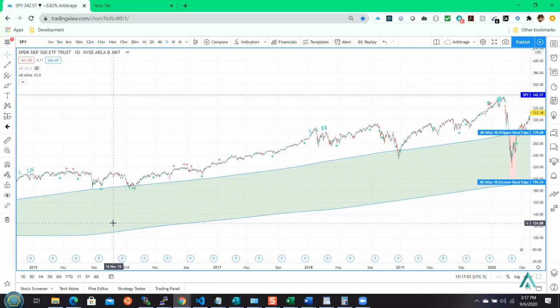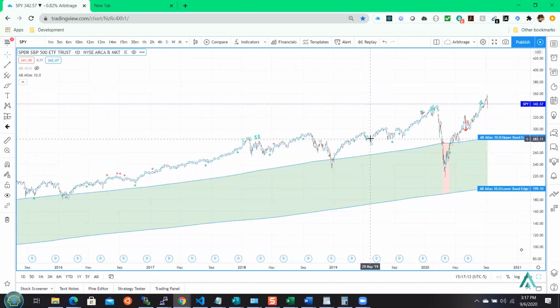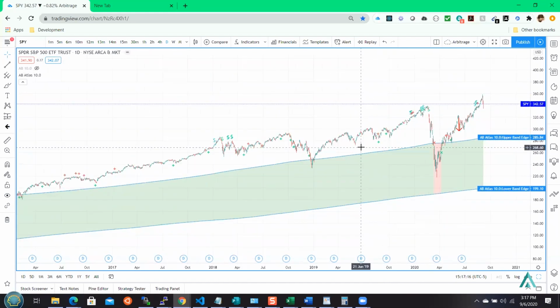Just like you don't want to miss out, if you see a green plus at the bottom, that means we should be going back up, right? So you have multiple opportunities to re-enter trades along the way.